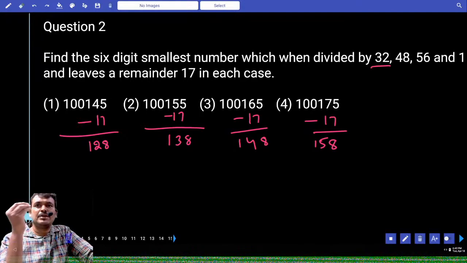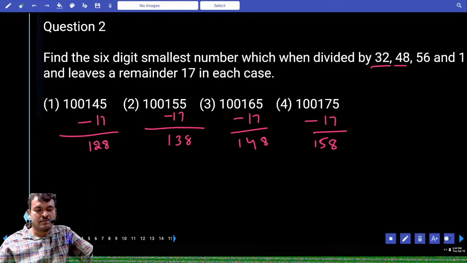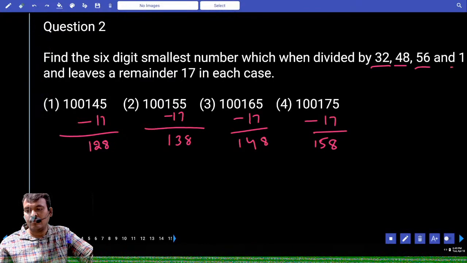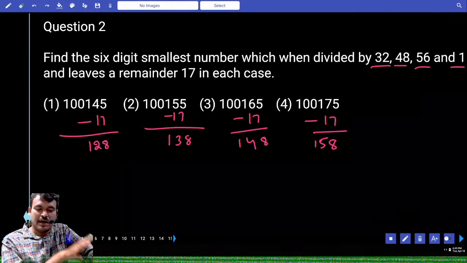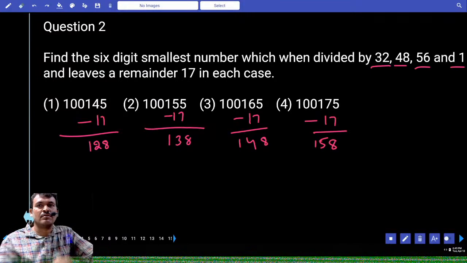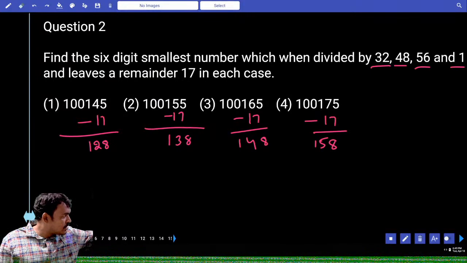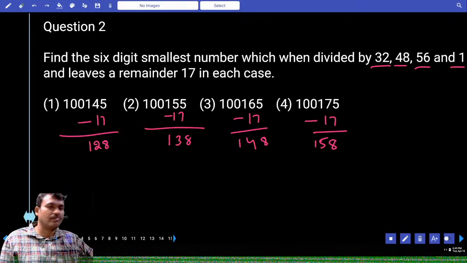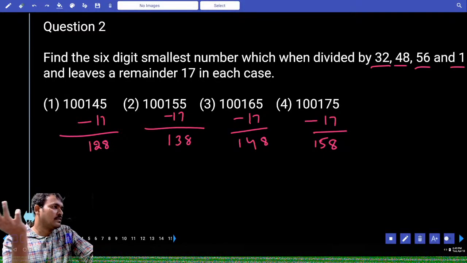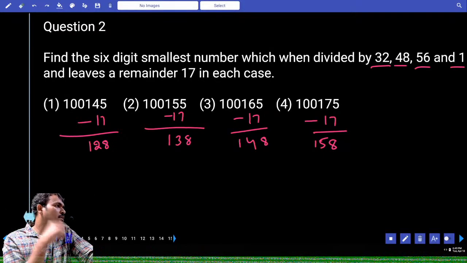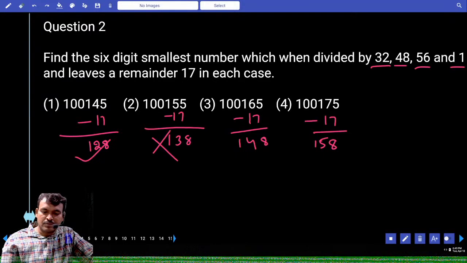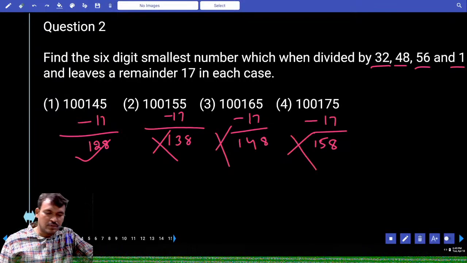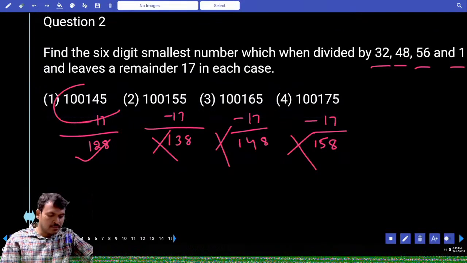32 is which one's multiple? 48, 56, 112 are multiples of 8. Individual values are multiples of 8, which means the answer must also be a multiple of 8. But all the options without remainders are not. What are the values without remainders? 128, 138, 148, 158. Verify the last 3 digits. 128 is exactly divisible by 8. Yes. Second option? No. Third option? No. Fourth option? No. Then the answer is the first option.